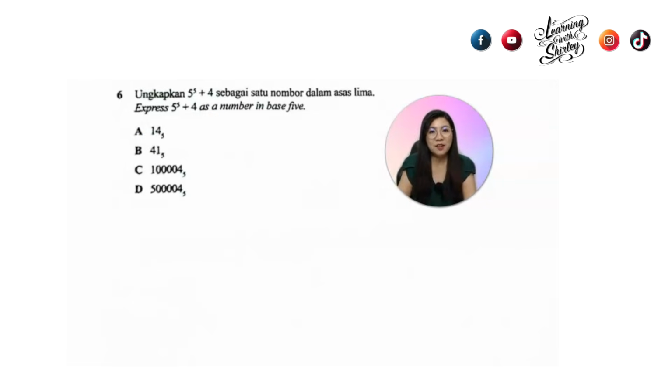Let's look at question number 6. So express 5 power 5 plus 4 as a number in base 5. So this is number base. So 5 power 5 plus 4. So the highest power is 5. I'm going to draw 6 empty lines. 1, 2, 3, 4, 5, 6. And because it's base 5, so this is 5 power 0, 5 power 1, 5 power 2, 5 power 3, 5 power 4, and 5 power 5.